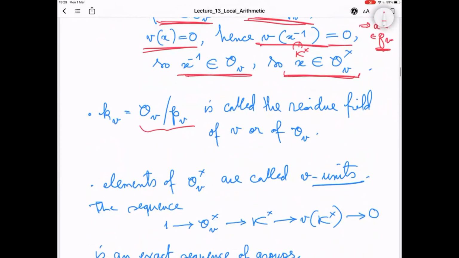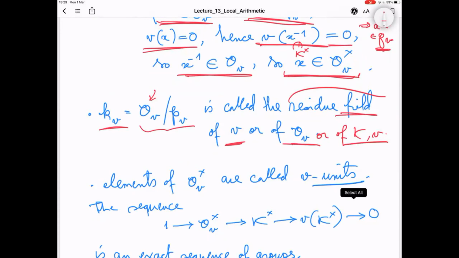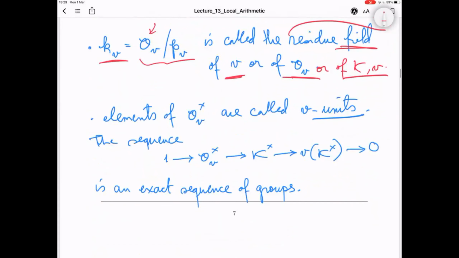So when I take the quotient of OV by PV, I get a field. And that field is called the residue field of the valuation V, or of the ring OV. And sometimes of the field, of the valued field KV, right? Sometimes it's also called the residue field of K. Of course, it's not a quotient of K, it's a quotient of the ring OV, but sometimes you do not adhere to absolutely correct terminology. So this is called the residue field.